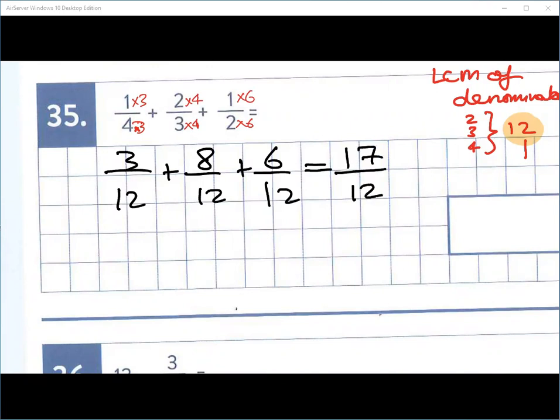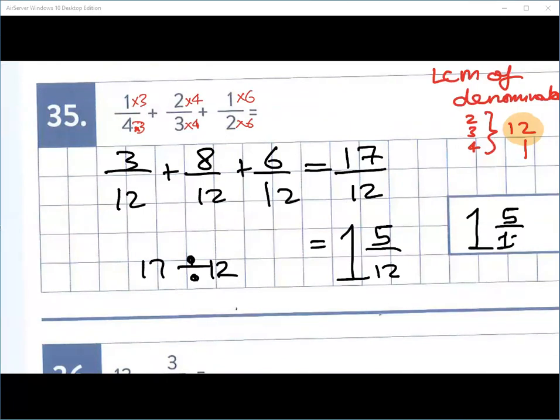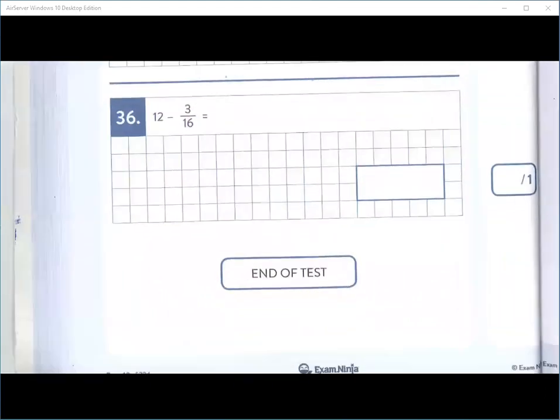Improper. So what's 17 divided by 12 then? 1 and 5 over 12. And what's the answer we put into the box? 1, 5 over 12. Yes, so if you left the answer as 17 over 12, or even 120 over 24, or even as a decimal, they will give you that as a mark, but it's best to cancel that as always. Okay, question number 36.